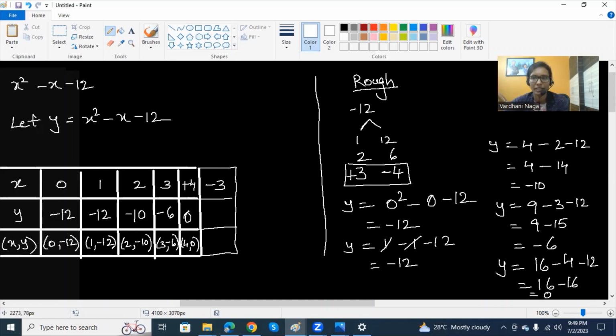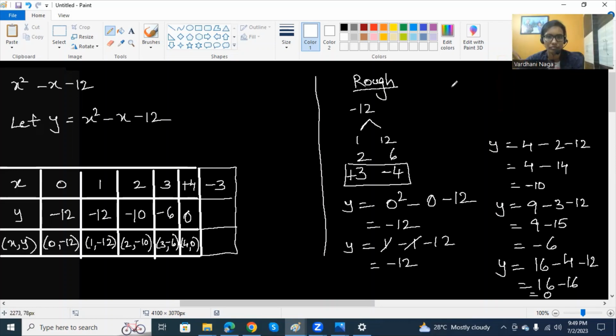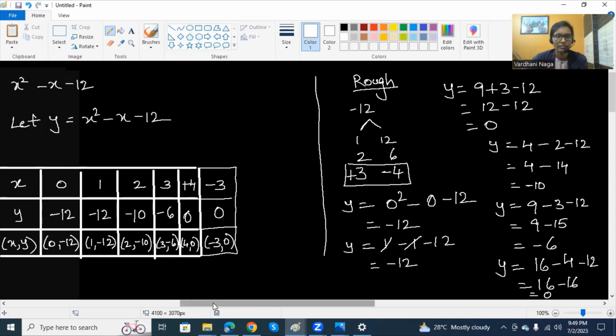Next, put minus 3. y is equal to x square, put minus 3. Minus 3 whole square is 9. 9 minus of minus is plus 3 minus 12. So 12 minus 12 gives you 0. So this is also 0. So minus 3 comma 0. So for these values, we are going to plot the graph.